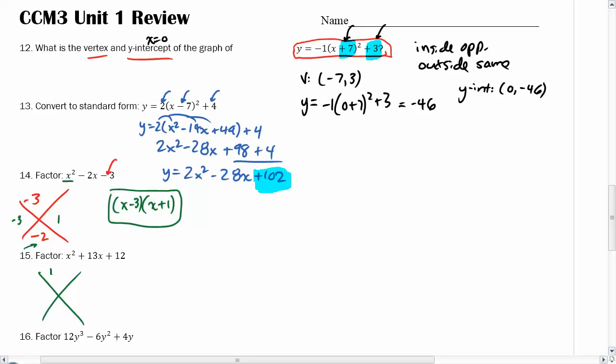Next one, same idea, positive 12, 13. What two numbers multiply to give you 12, add to give you 13? So hopefully you think of 1 and 12. Plus 1, plus 12, x plus 1, x plus 12. There's nothing to divide and slide, so you're done.